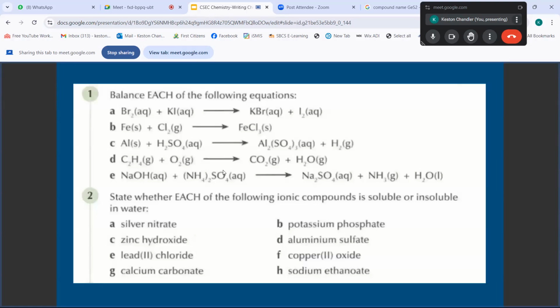So you have some practice. I want you to practice balancing each of these equations using the same rules that we spoke about before. And then the other exercise, you're going to state which of the following ionic compounds is soluble or insoluble in water. All right, you think you could handle that for me?